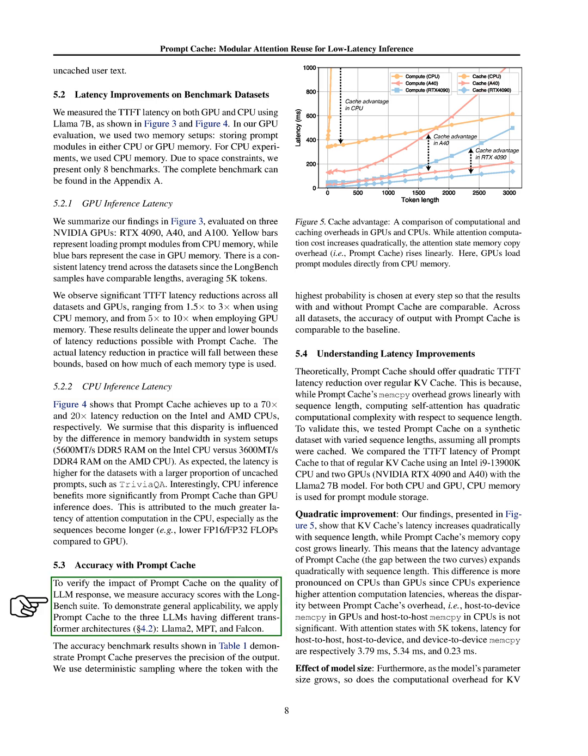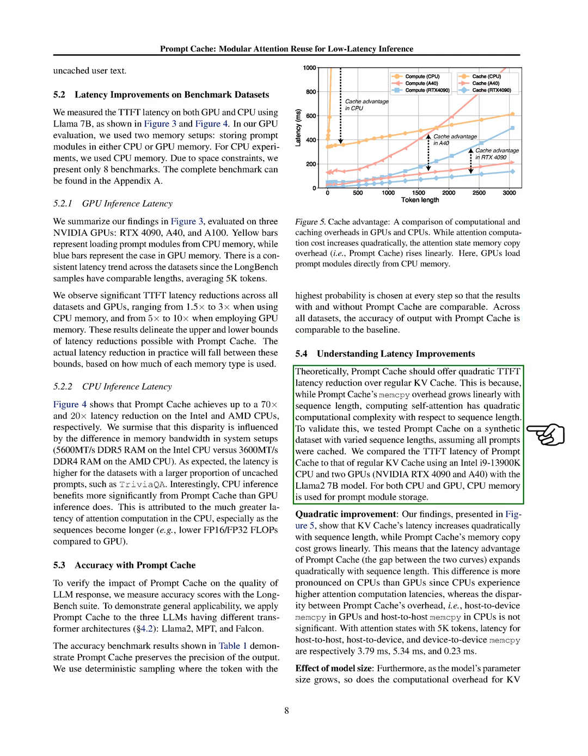To understand the impact of prompt cache on the quality of language model responses, we measured accuracy scores with the Long Bench suite. We applied prompt cache to 3 language models with different transformer architectures: Llama 2, MPT, and Falcon. The results show that prompt cache maintains the precision of the output. We used deterministic sampling, where the token with the highest probability is chosen at every step, to ensure that the results with and without prompt cache are comparable. Across all datasets, the accuracy of output with prompt cache is similar to the baseline.